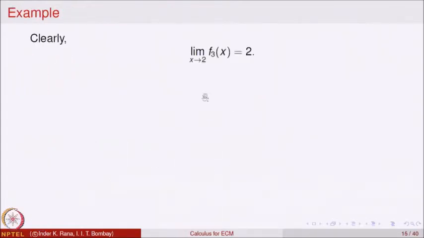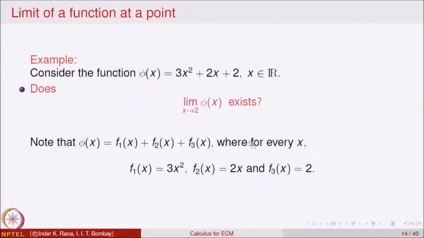So, the limit of f3 as x goes to 2 is equal to 2, because f3 is the constant function. Every value is equal to 2, so the limit also will be equal to 2. For a constant function, the limit at every point exists and is equal to the same constant, because if I put x_n, then f3 of x_n is equal to 2, a constant sequence, which will converge to 2. So, the limit of f3 as x goes to 2 exists.